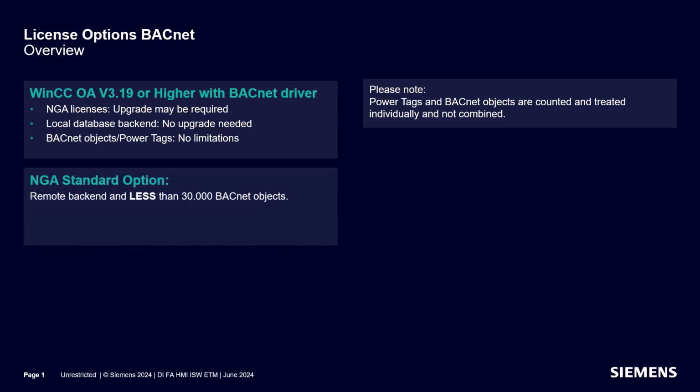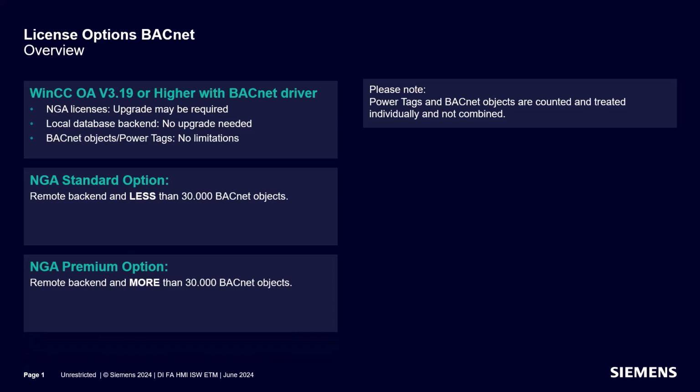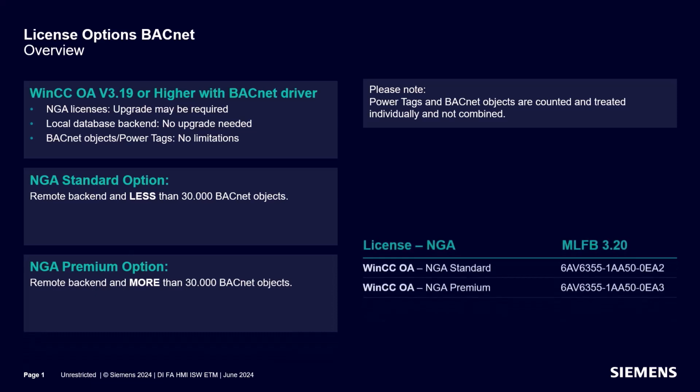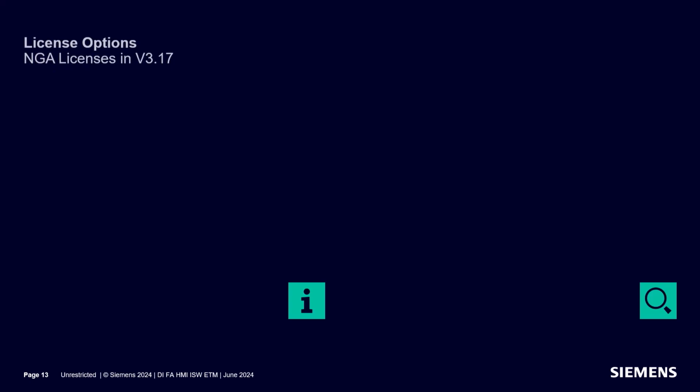The NGA Standard Option license is required if you use a remote backend and less than 30,000 BACnet objects. The NGA Premium Option license is required if you use a remote backend and more than 30,000 BACnet objects. Please note that the MLFB order numbers for WinCC OA 3.20 version are as follows. The license table we have discussed so far applies only to versions 3.18 and beyond.